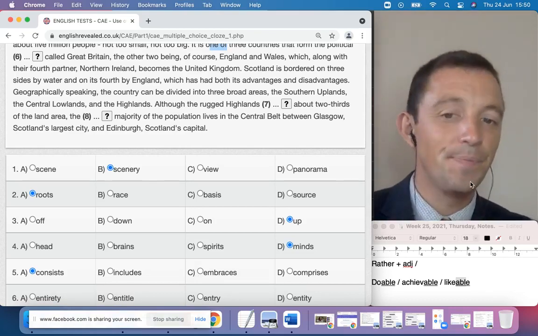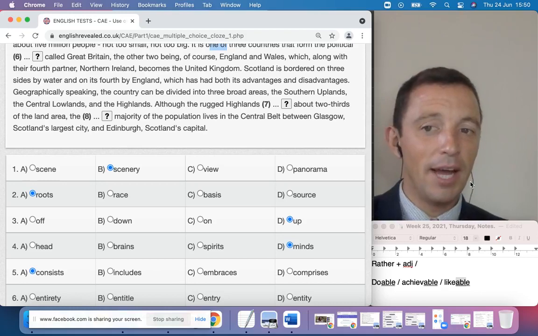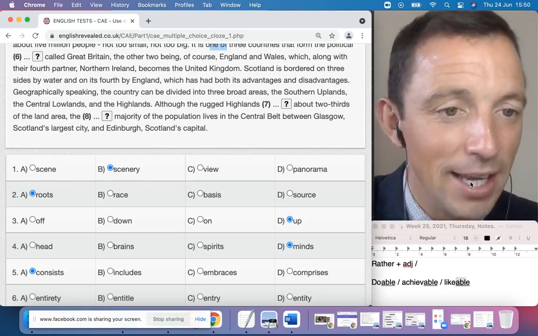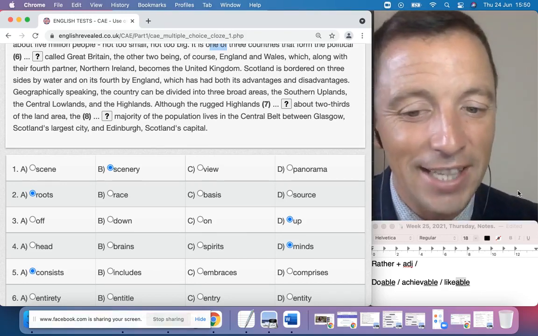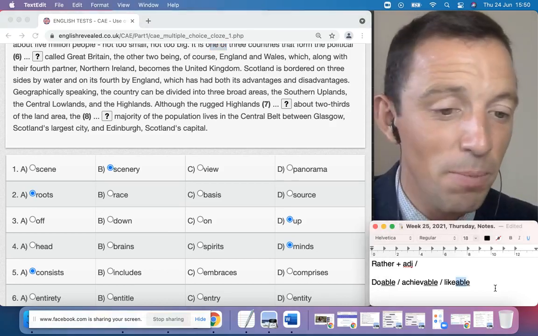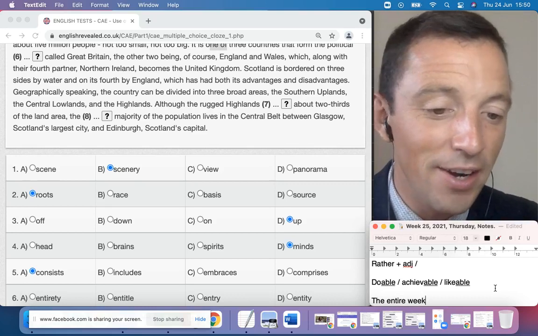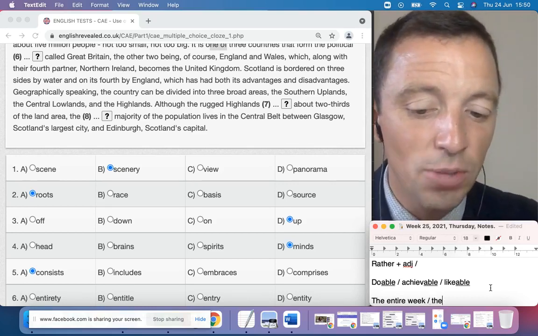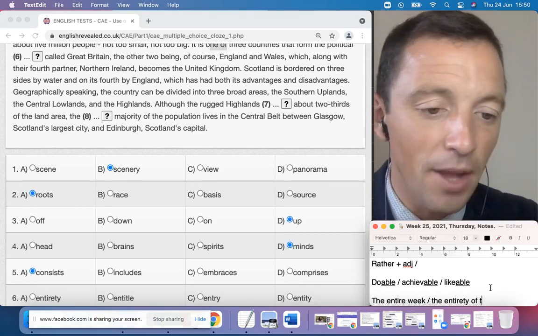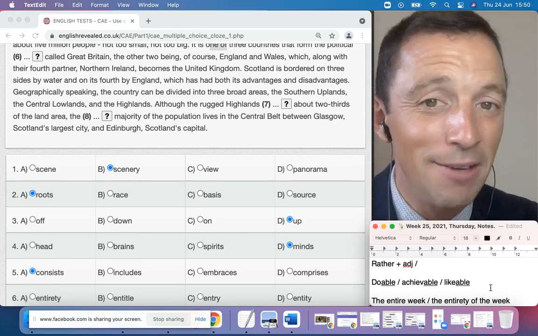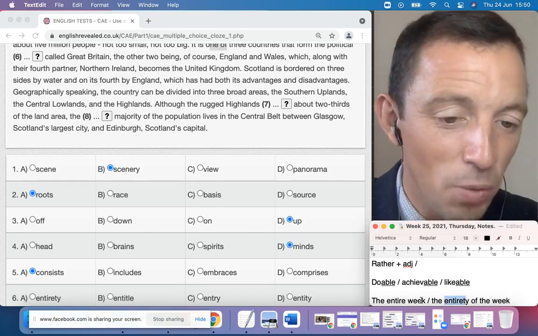Maybe a bit tricky. But again, take your time and try to guess or to select the correct answer. Okay, so we have a few possibilities. We say the entire week, so entire is the adjective, but then the substantivo is the entirety of the week, and that's the substantivo, the noun, the entirety of the week, entire week.